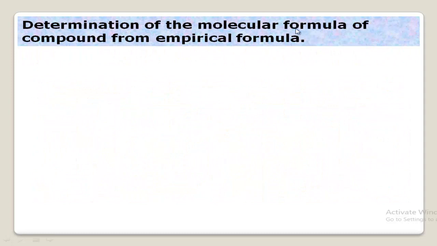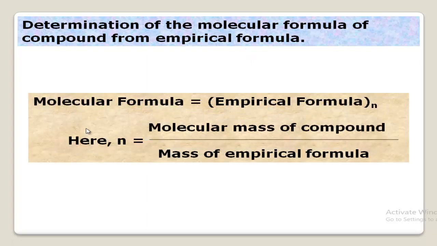Now, determination of the molecular formula of a compound from the empirical formula. That means how can we determine the molecular formula from the empirical formula? Now we will know about that. Follow here. Molecular formula equals empirical formula times N. Here N is actually the molecular mass of the compound divided by the mass of the empirical formula.